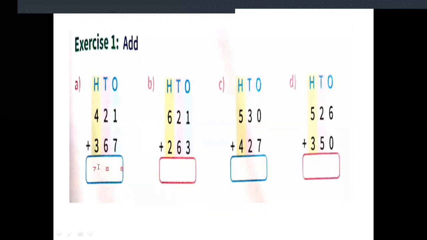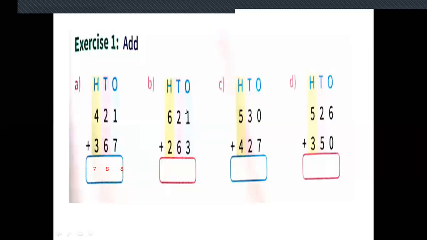What is the value now? If you add 421 plus 367, the value will be 788.